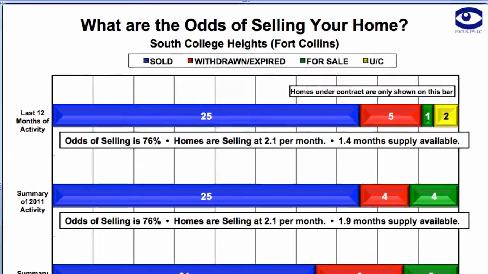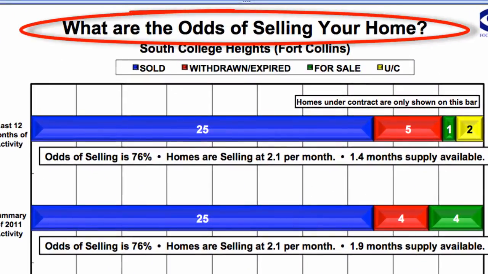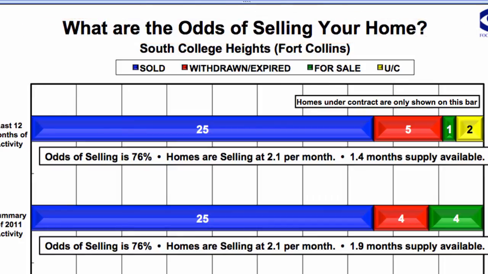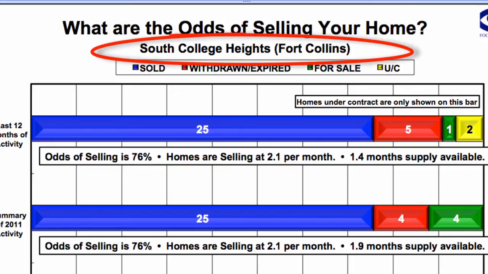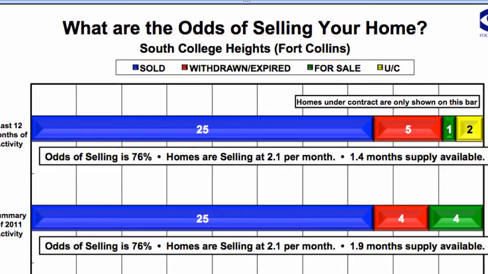Let's take a closer look at the chart. At the very top of the chart is the title of the graph, What are the odds of selling your home? And that is part of the key script we like to use when presenting this chart. Let me point out that all scripts we use on these charts are available on our website in the tutorial section. Then right below that is the subtitle. The subtitle is selected by you when you read in the export file. Of course, you can easily make changes to any of the titles at any point.